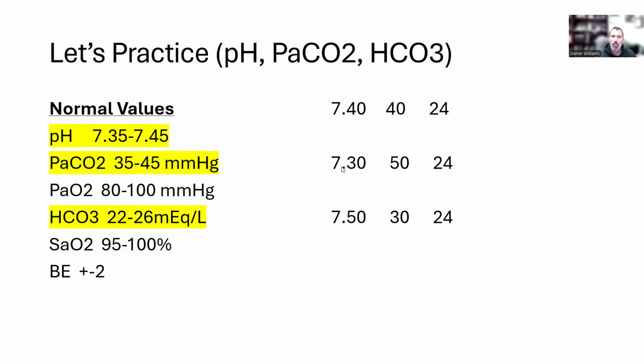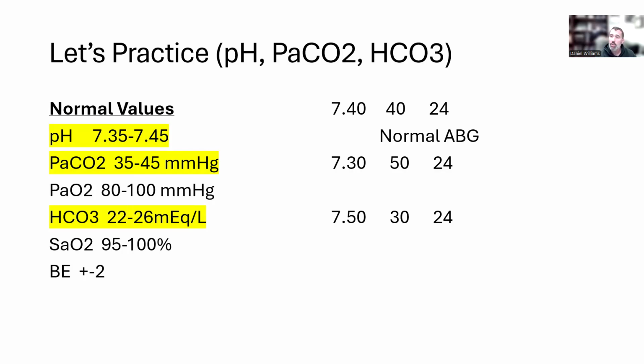The next blood gas down, I'm going to look at this. I have a 7.30. That is less than 7.35. So that's an acidosis. Now I have to figure out, why is there acidosis? So if I'm looking at the 7.30, the 50, and the 24, I've established that I have an acidosis. Now I need to understand if this is a respiratory acidosis or if this is a metabolic acidosis.